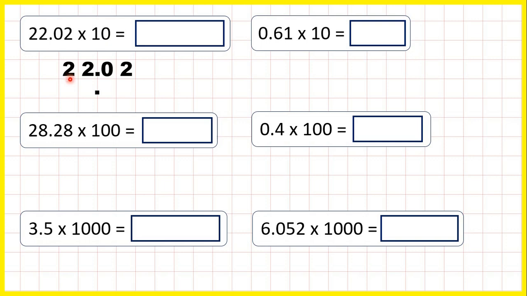So we can copy down this 2 one square to the left and do the same with all of our other digits as well. That gives us 220.2, so that's our answer.